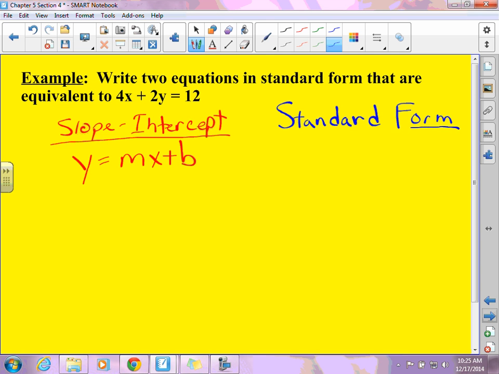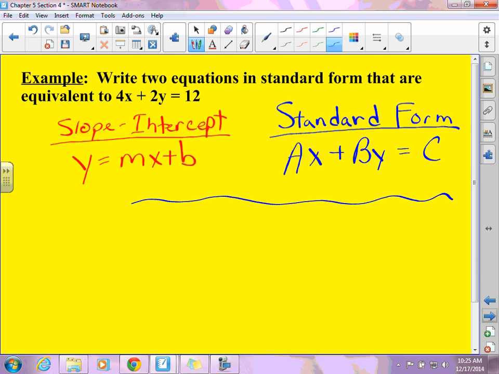And that looks like this. It's ax plus by equals c. A is a number, and then the x, plus b is a number, and then y, equals c, and c is a number. Okay, so x has to come first. He's the line leader. He always needs to come first. And then comes your y, and then comes the equals, and then comes the c, which is a number. So it's really important to understand the difference between the two.